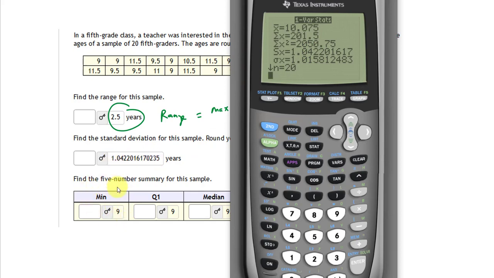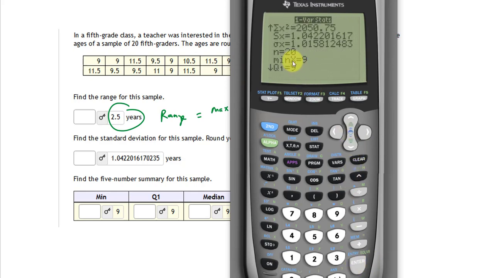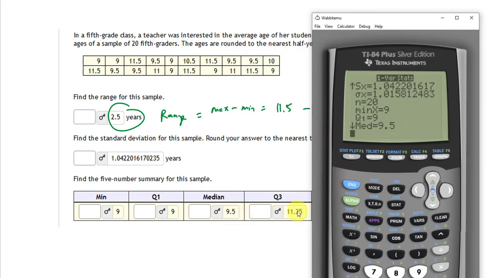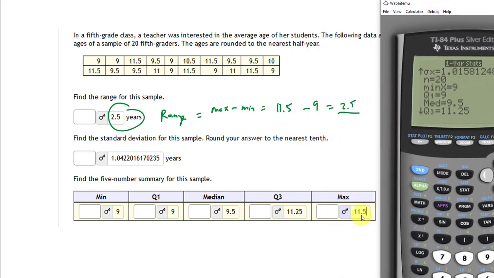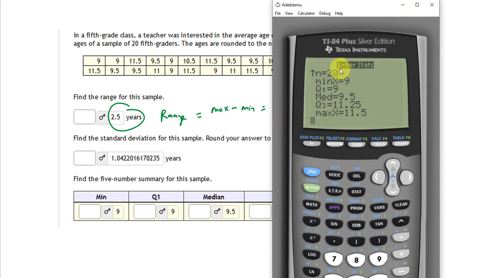And how do I find the five number summary? Well, you can use the same screen we just had. Just go down. The min value is 9. Your Q1 is 9. Median is 9.5, which is right here, and then Q3 is 11.25, and lastly the maximum is 11.5, and that is right here. So you can get everything from the one variable statistics.